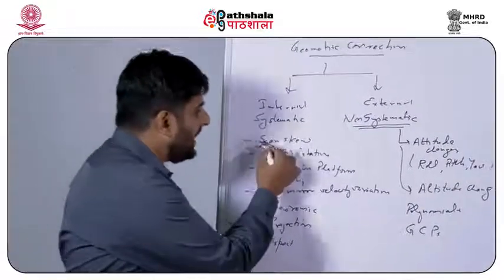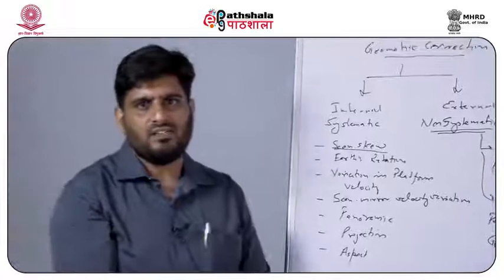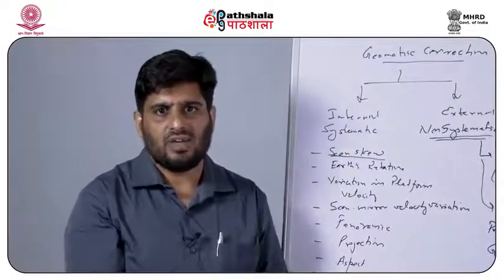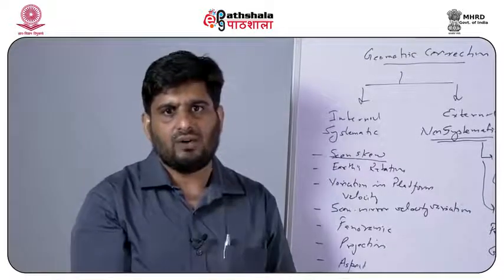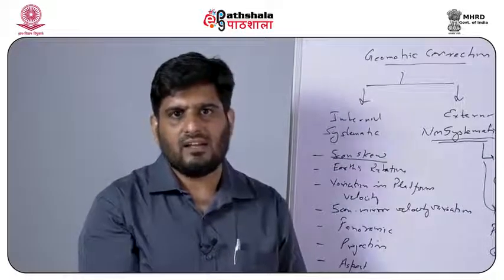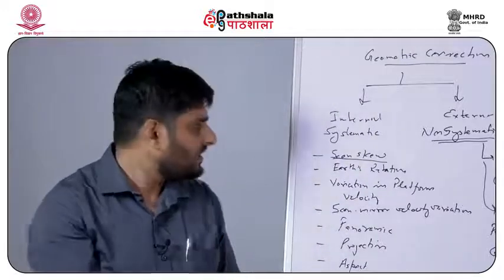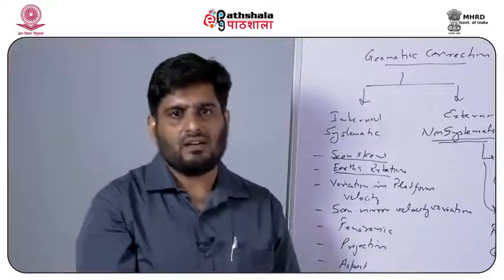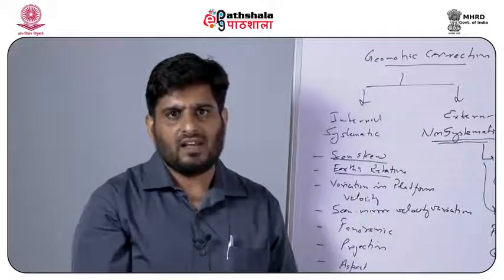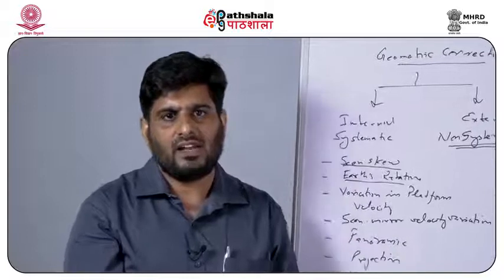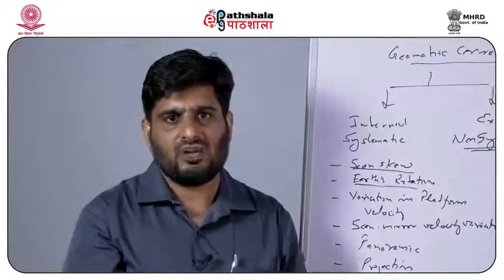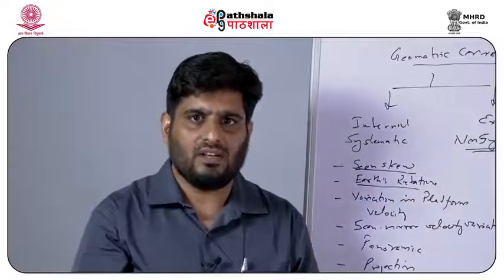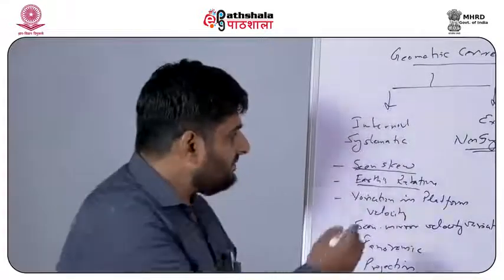For example, the scan skew. This kind of deficiency occurs in the satellite data when the ground earth is not aligned with the ground track, and this may result in skew in the satellite data. Then earth's rotation: as we know, during the period of scanning, a certain amount of movement of the earth may take place because of its continuous rotation from west to east, and this may result in skew in the satellite data.